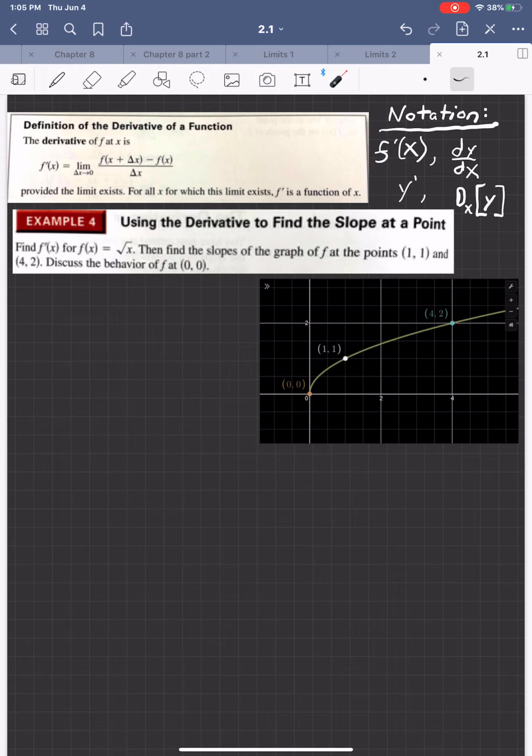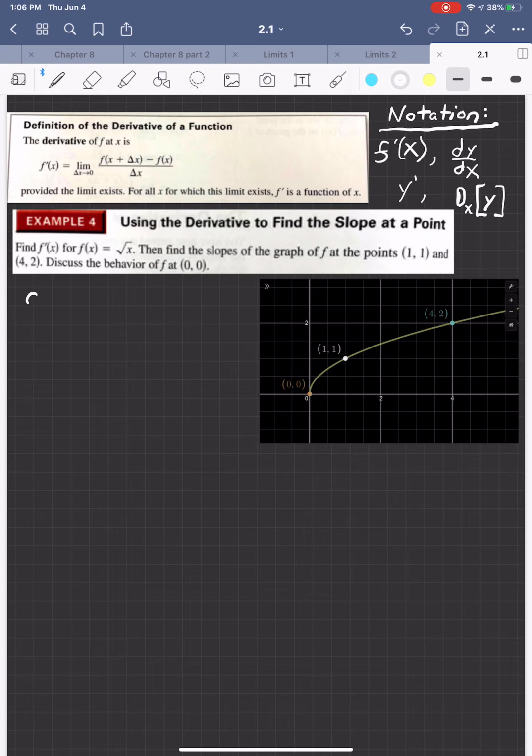But let's go ahead and continue our study. This is a typical type of question. What do we want to do? We want to find f prime of x, the derivative for the square root of x. That's part one of the problem. After that's done, we want to use that derivative to find the slopes at two different points. So let's start with the first part.